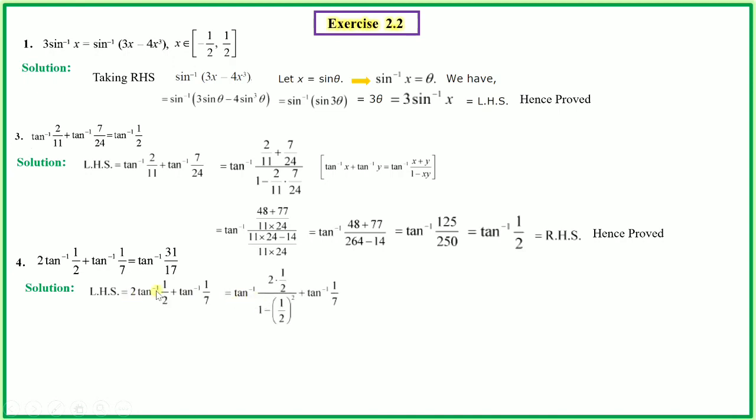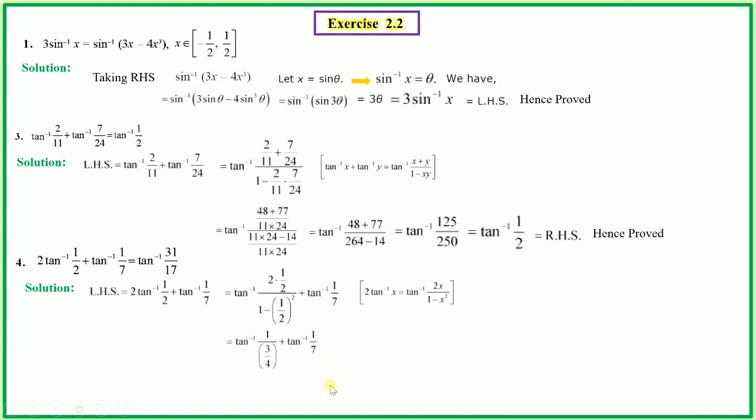Next step: as I told you, this is 2 tan inverse x. The formula is tan inverse of 2x upon 1 minus x square, where x is 1 by 2. And the plus tan inverse 1 by 7 is as it is; we did not do anything to tan inverse 1 by 7. This is the formula I was talking about: 2 tan inverse x is equal to tan inverse of 2x upon 1 minus x square. This formula we have used here.